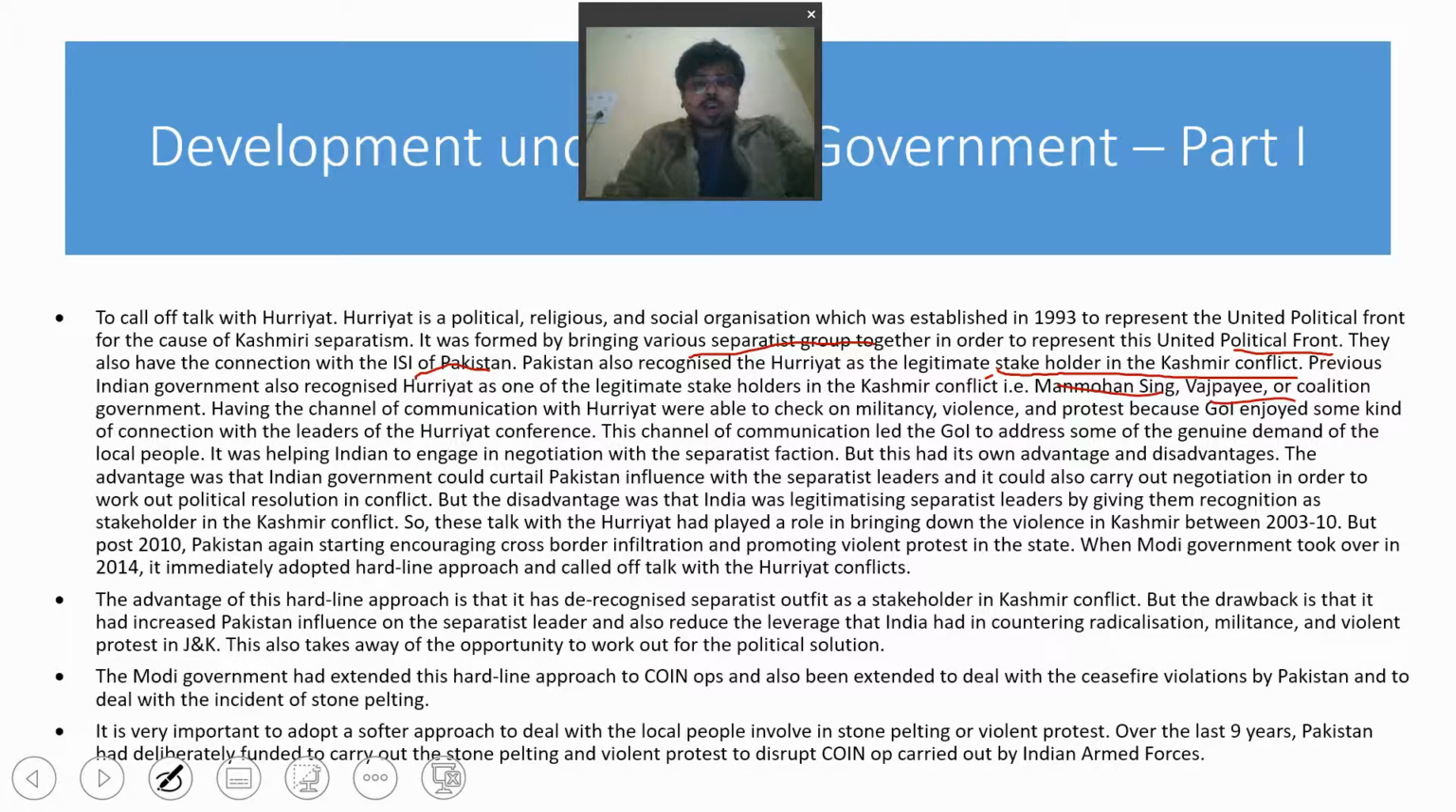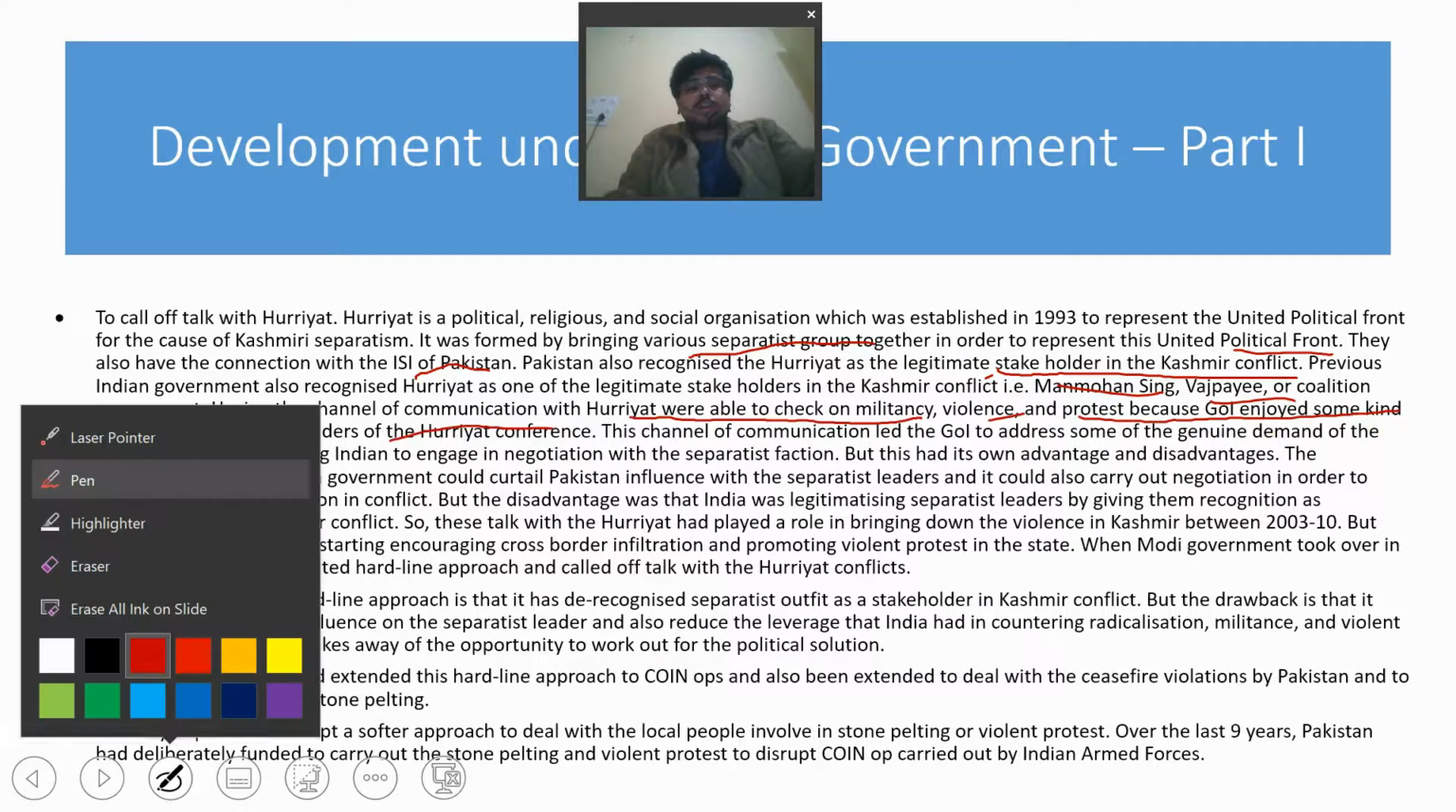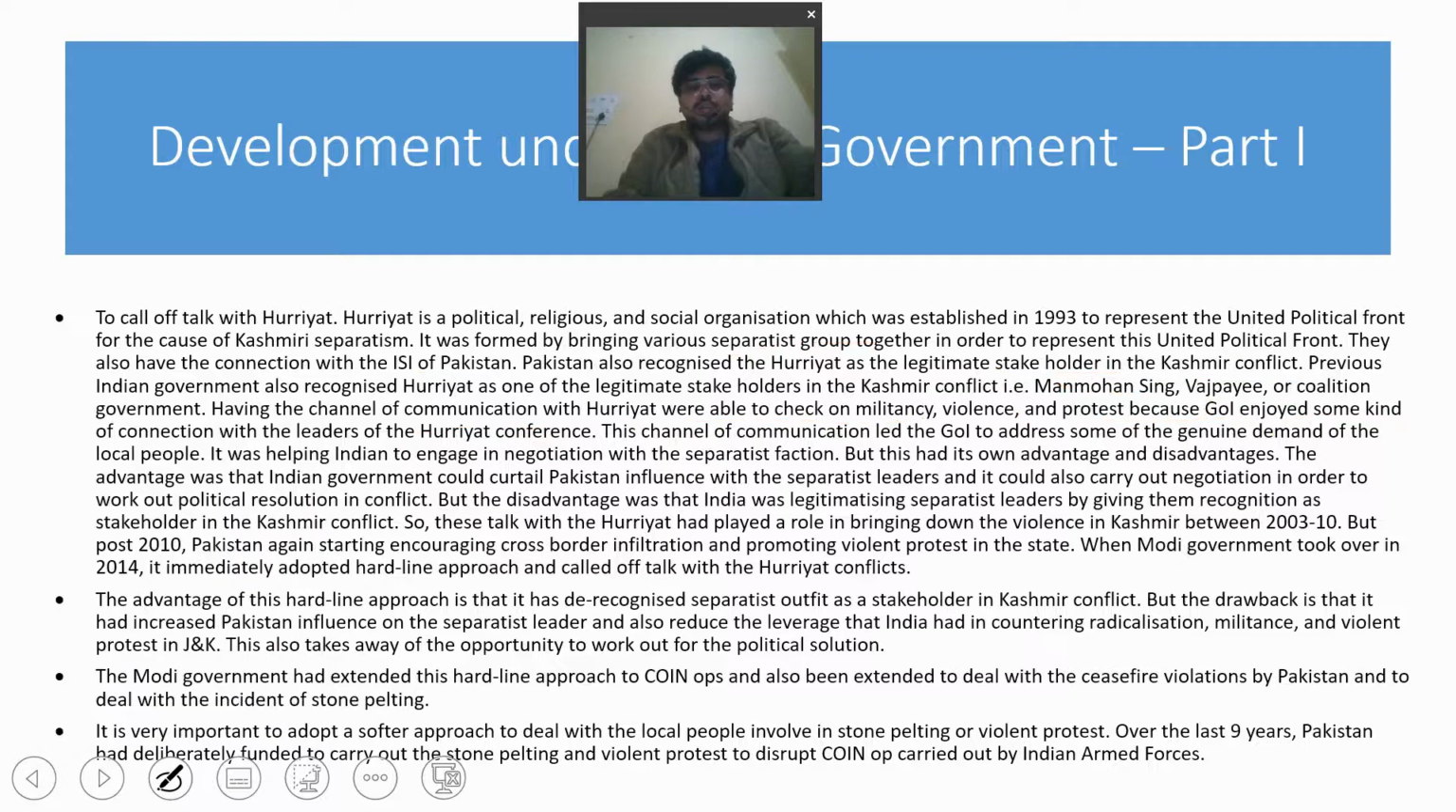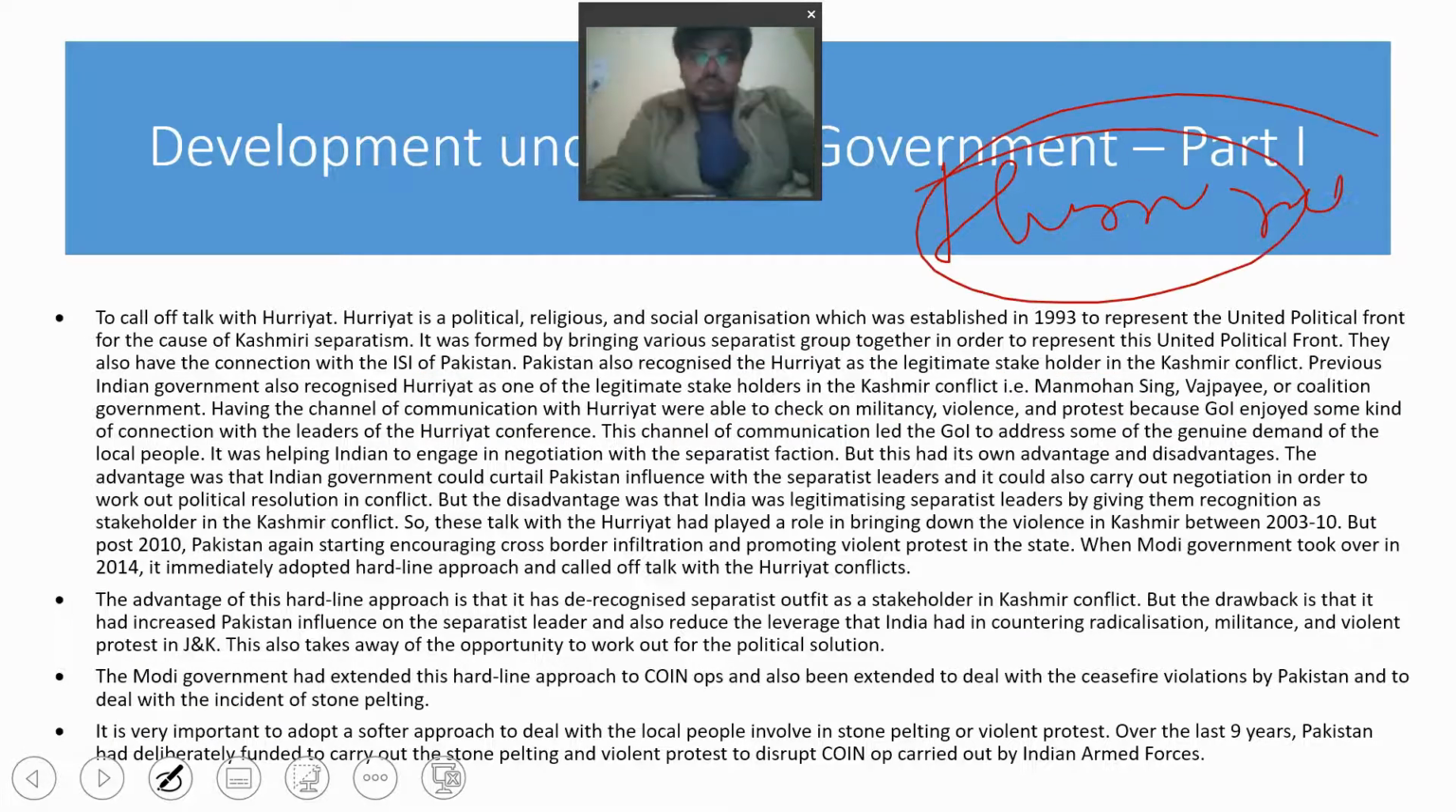The channel of communication with the Hurriyat helped check military violence and protest, because the government of India enjoys some kind of connection with the leaders of the Hurriyat conference. With that connection, the government of India used to control violence. Some of the leaders had a connection with the ISI, and some had a connection with India, and that's why India leaned towards them, because they have control over a major population of Kashmir.